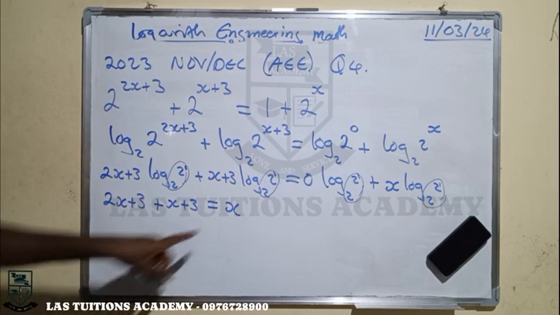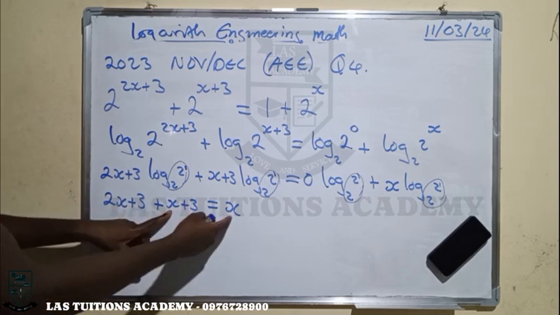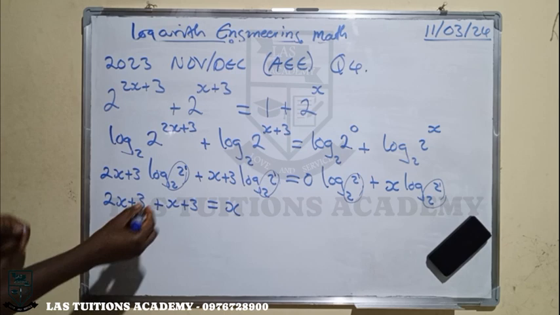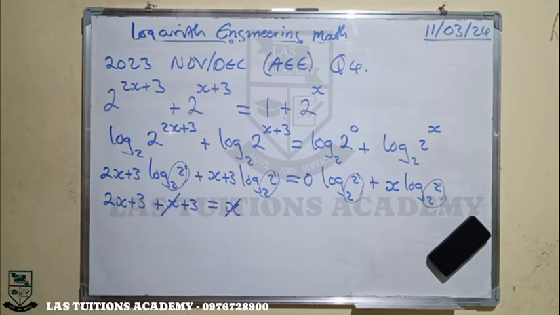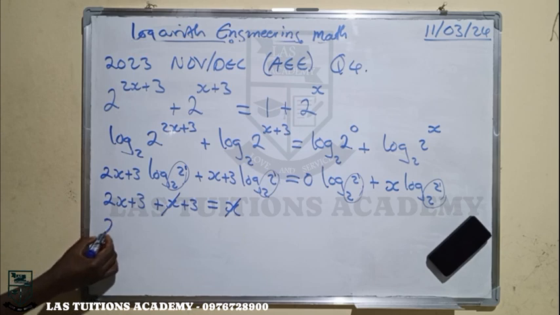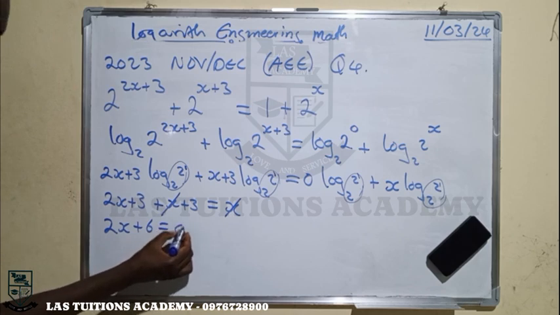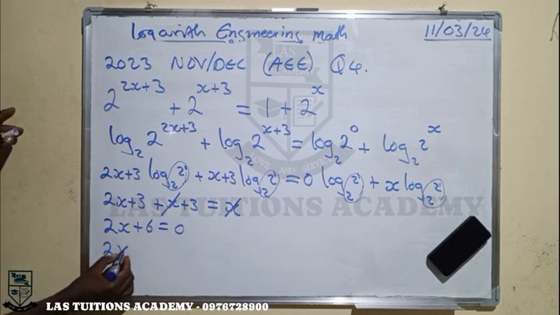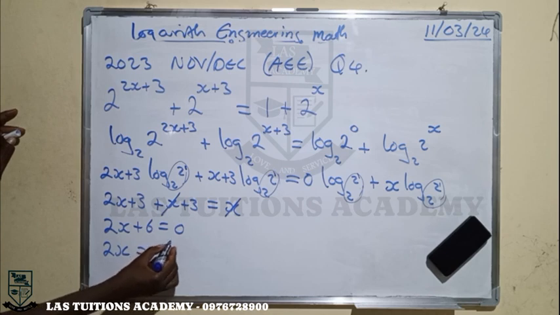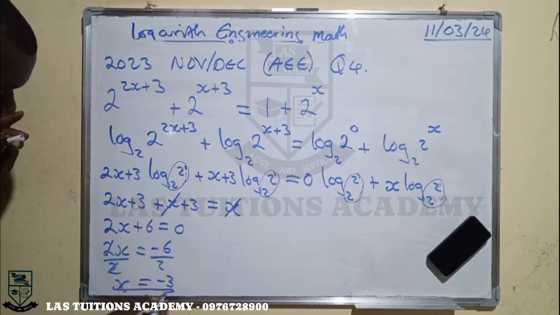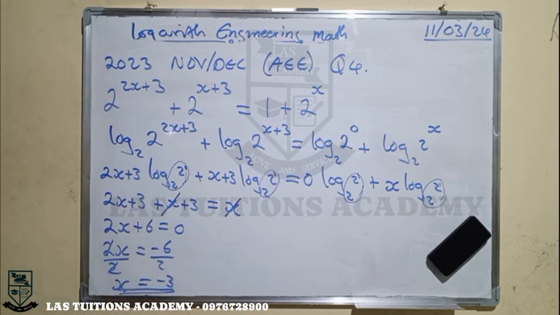So this x and that x are going to cancel, because the moment this x crosses the equal sign, it becomes minus, so it will be x minus x. I'm going to remain with 2x, and 3 plus 3 is 6, so plus 6 is equal to 0. So 2x is equal to negative 6. Dividing by 2 on both sides, x is equal to negative 3.